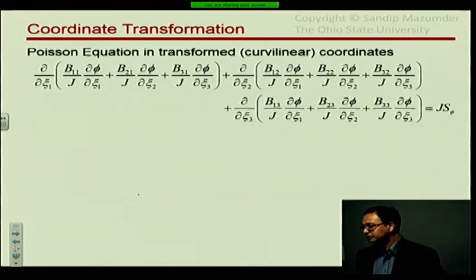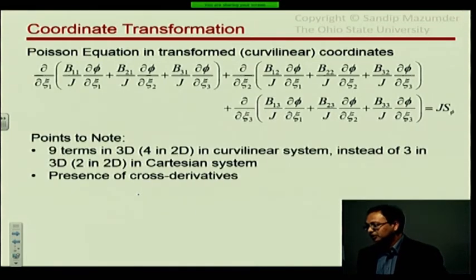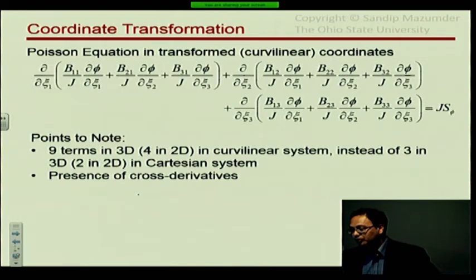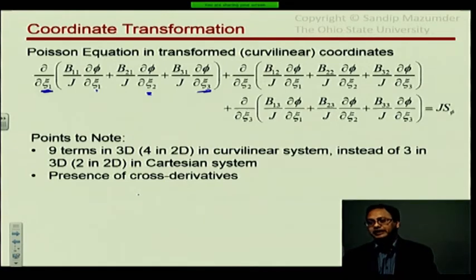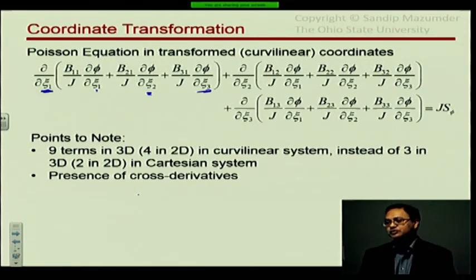I've just rewritten it here. Points to note: 9 terms in 3D, 4 in 2D. In 2D, many of the terms will go away, as you will see in the example. The most important thing to note is these cross derivatives. Notice that now I have xi1 here, xi2 here, xi3 here. When you had Cartesian coordinates, you only had the x1 squared, x2 squared, and x3 squared second derivatives. There were no cross derivatives at all, like the partial squared phi, partial x1, partial x2. But now we end up with those cross derivatives.